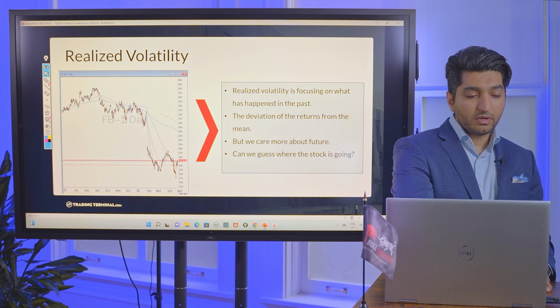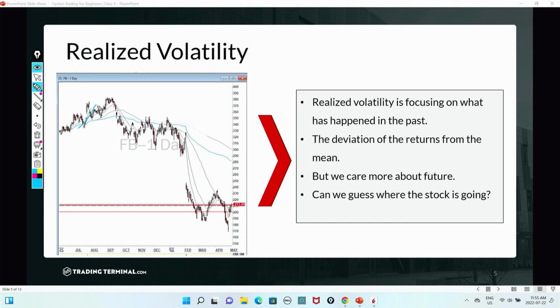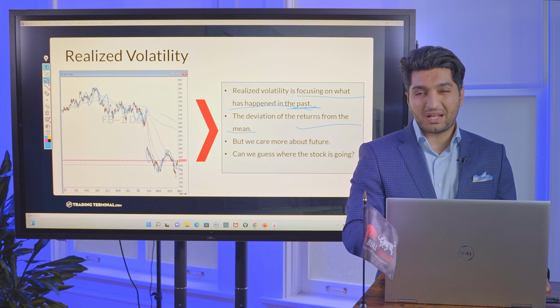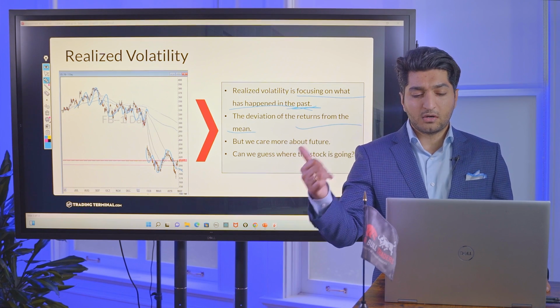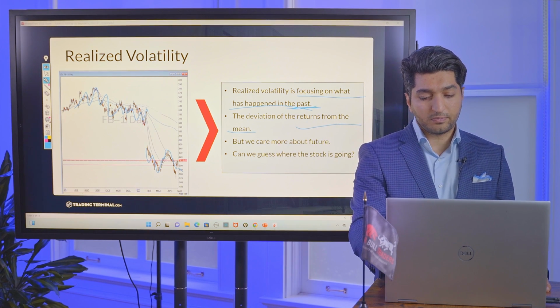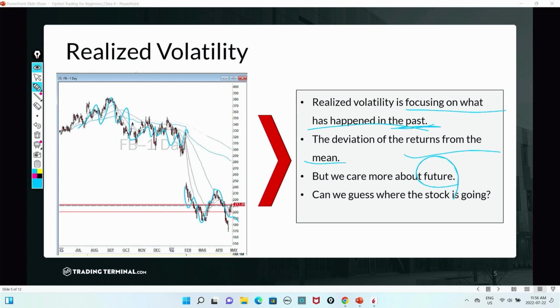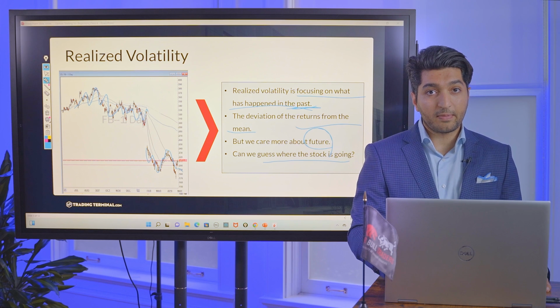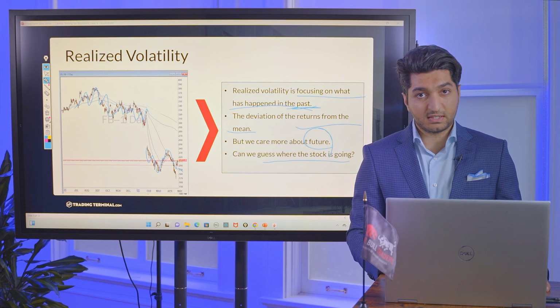So again, realized volatility is looking at the past. So the stock of Facebook going up, going down, going up, going down. The earnings happen, going down, going back up again. All these movements are calculated in realized volatility. And recall that realized volatility is focusing on what has happened in the past. It's a deviation of return from the mean. But as option traders, do we care more about the past, or do we care about what's going to happen in the future? Well, of course, the future. We want to know where the stock is going. And in order to do that, we need something called implied volatility.